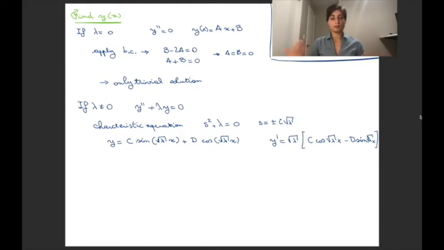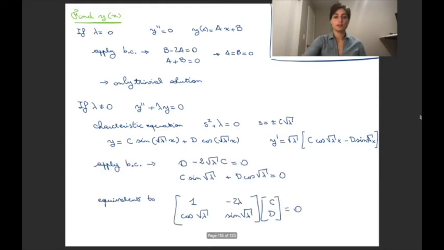We can compute the first derivative, and then we can apply the boundary conditions. So we have d minus 2 square root of lambda c is equal to 0, and c sine of square root of lambda plus d cosine of square root of lambda also equal to 0. This is equivalent to a 2 by 2 matrix system. This is a matrix system that is equal to 0.